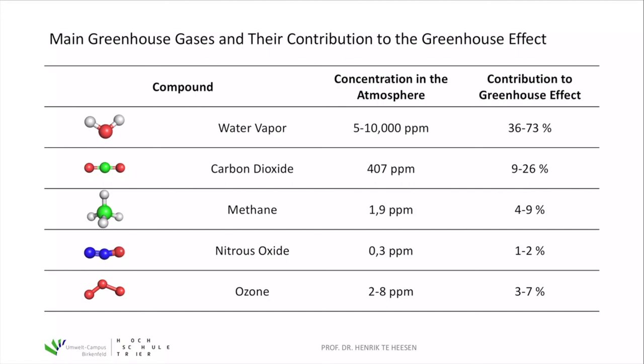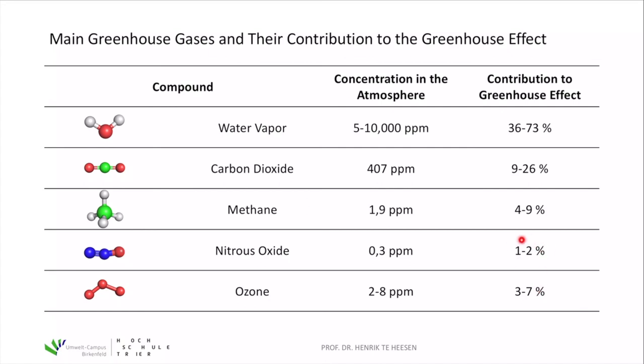And the contribution of these compounds to the greenhouse effect: water vapor has a contribution between 36 and 73%. Again, depending on the concentration, the higher the concentration is, the higher the greenhouse effect is. The carbon dioxide contribution varies between 9 and 26%. So if the concentration is large, we have a higher contribution. And during summertime in the northern hemisphere, the contribution is even smaller, as the concentration is smaller. Methane has a contribution of 4 to 9%, nitrous oxide just 1 to 2%, and finally ozone 3 to 7%.